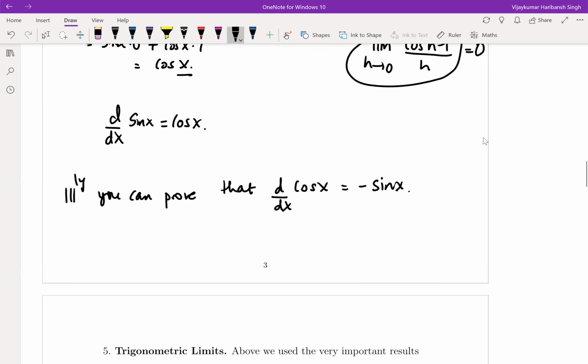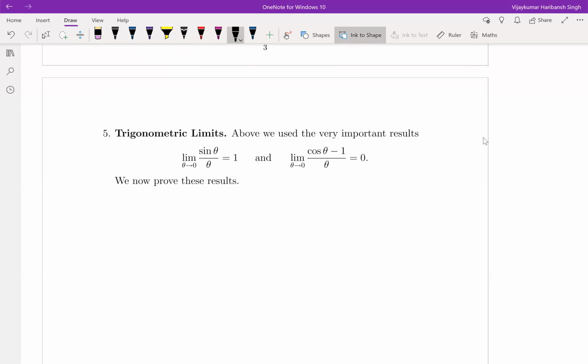Now, these are two very important results. First, limit as theta goes to 0 of sin theta over theta is 1. And second, limit as theta goes to 0 of cos theta minus 1 over theta is 0. We will prove this later when we use L'Hopital's rule. I will also show you graphically what this means, how we get to 1. But now I'm going to prove 2 using 1.